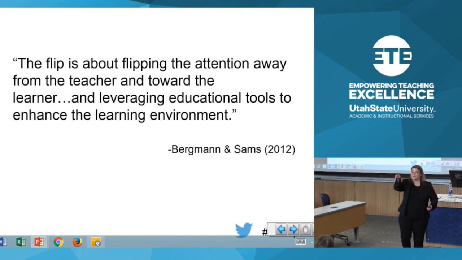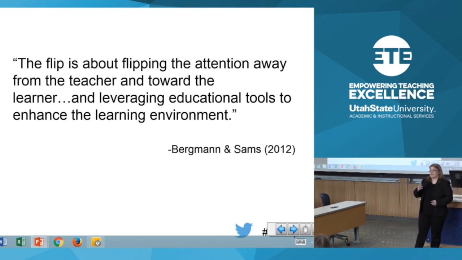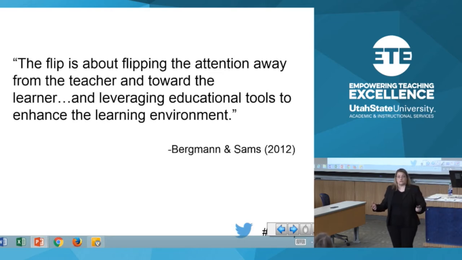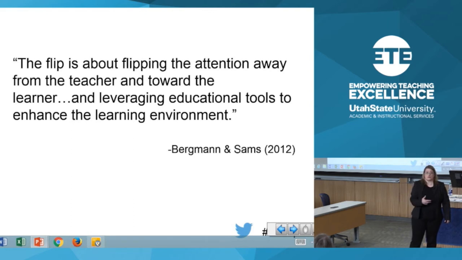Okay. Speaking of high school, Bergman and Sams are two high school science and chemistry teachers, and they came up with this definition. Thoughts about this one? You liked this one. I forgot your name. You said you like this definition. It's a model of what you do. That's more of a philosophy, maybe. Yes, it was Cynthia. Yes. Okay.